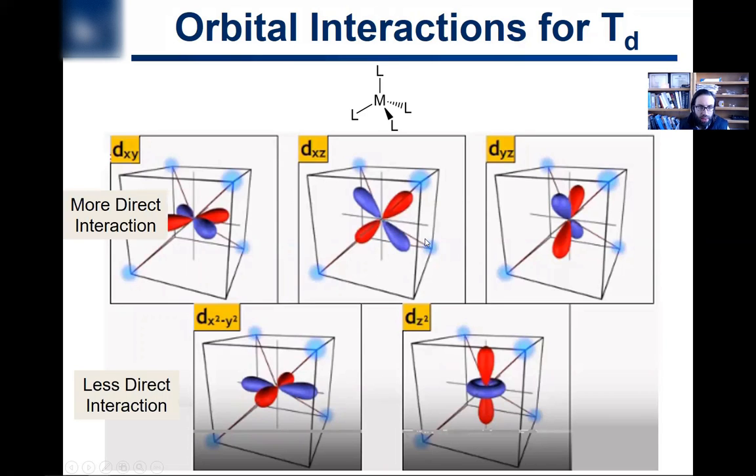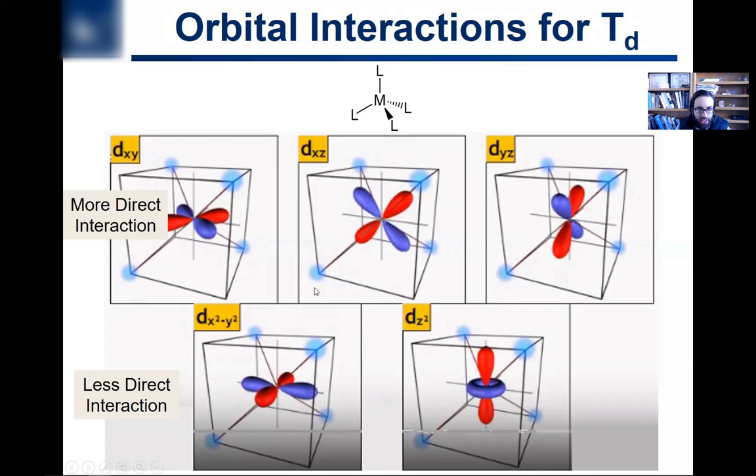But it turns out that the T2s are going to be higher in energy than the E's. And this is actually the exact flip of what it is for octahedral. Remember, in octahedral, it's the eg's that are higher in energy, and the t2g's are lower in energy. Here, the T2s are higher in energy, and the E's are lower in energy. So in octahedral, we had a splitting pattern of 3 and 2. Here, you're going to have a splitting pattern of 2, then 3. All right, why is this?